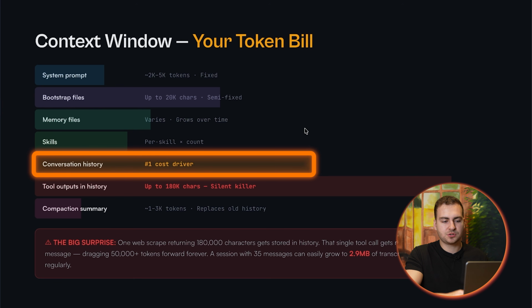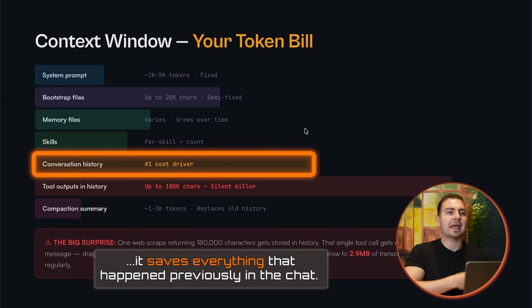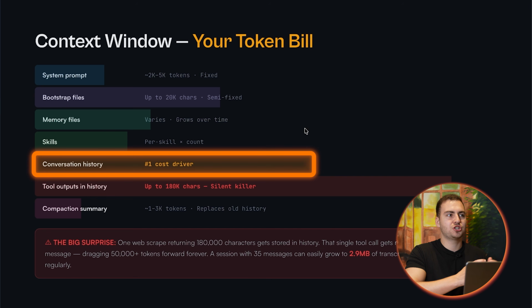Then conversation history, like it says here, number one cost driver. So if I'm chatting with the model for a really long time, by default, it saves everything that happened previously in the chat, in the conversation. So if I'm chatting with it for 30 minutes and I don't make a new session or compact that down, which we'll look at, you'll see that it ends up costing a lot on every subsequent message you send to your model.